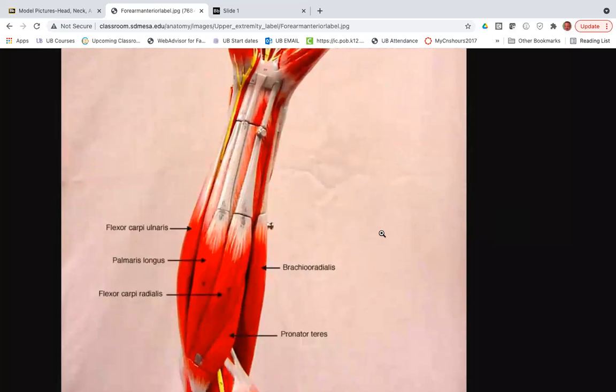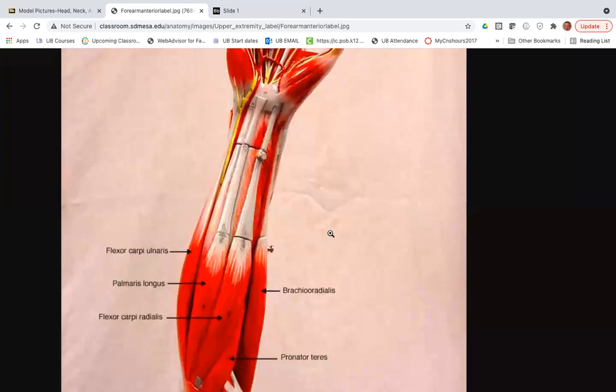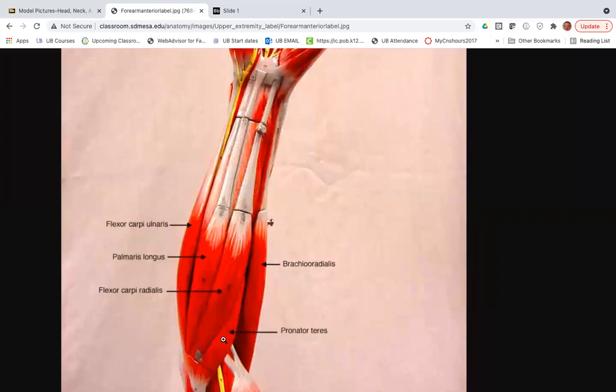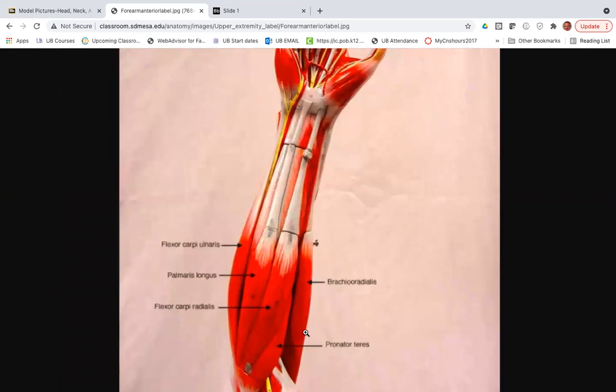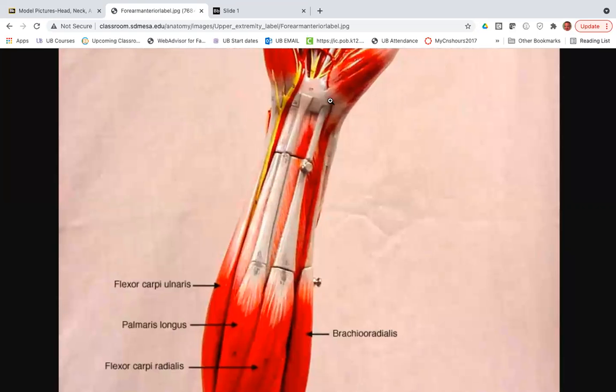To review the anterior forearm again: pronator teres, flexor carpi radialis, palmaris longus, and flexor carpi ulnaris. These are all anterior forearm muscles. They're going to act on the wrist. They originate on the medial epicondyle. And then here's the brachioradialis. There's your flexor retinaculum, and you can see palmaris longus is the only one that's superficial to the flexor retinaculum, or transverse carpal ligament, or volar ligament.